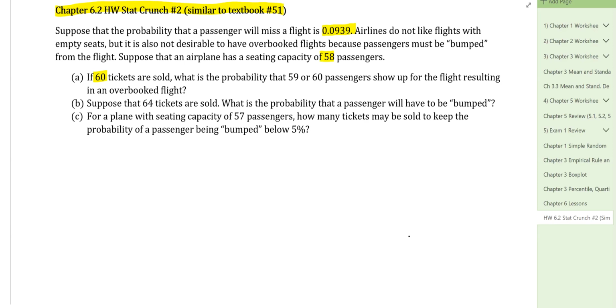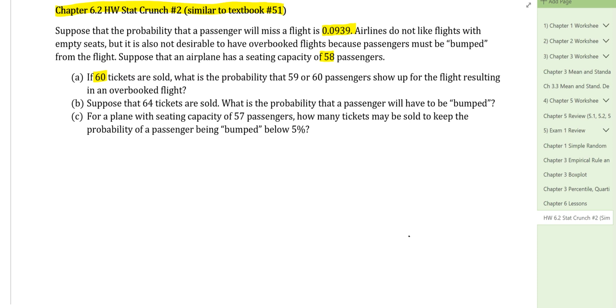Hello, in this lesson, I'm going to go over a homework question that is StatCrunch number 2, also similar to your homework textbook problem number 51. This is chapter 6.2. Suppose that the probability that a passenger will miss a flight is 0.0939. Airlines do not like flights with empty seats, but it's also not desirable to have overbooked flights because the passenger must be bumped from the flight. Suppose that an airplane has a seating capacity of 58 passengers, and we're going to do parts A through C.